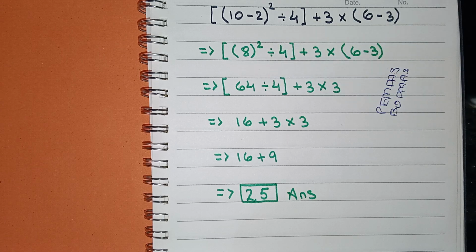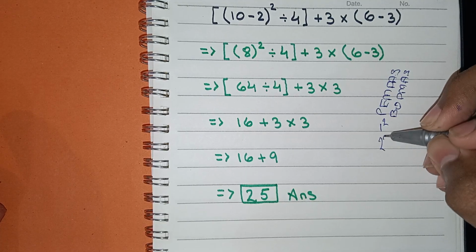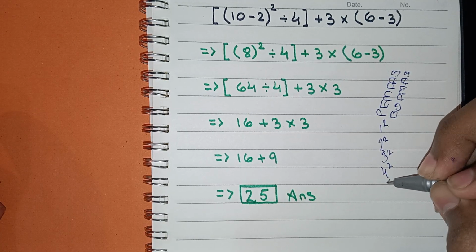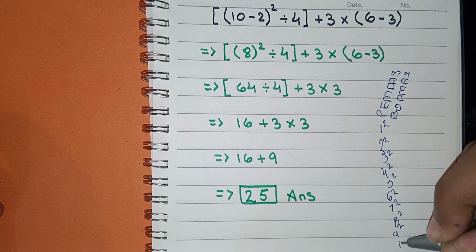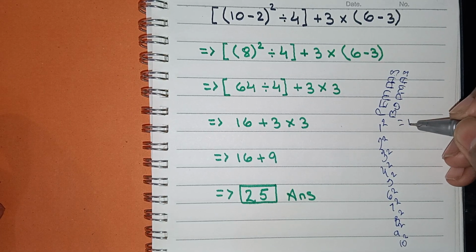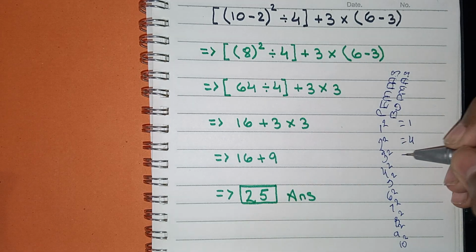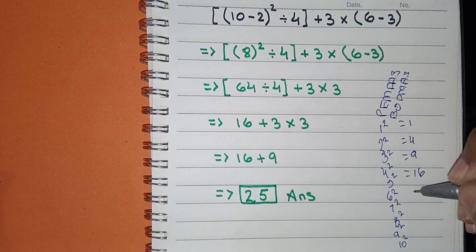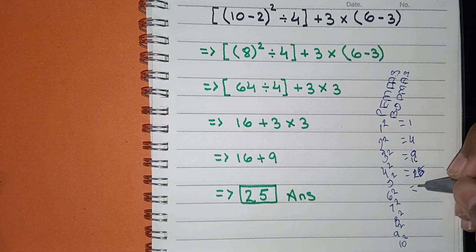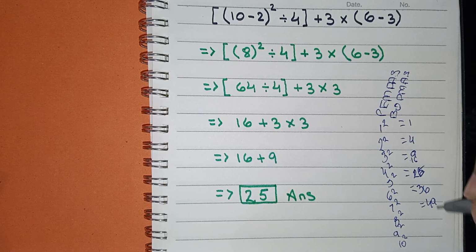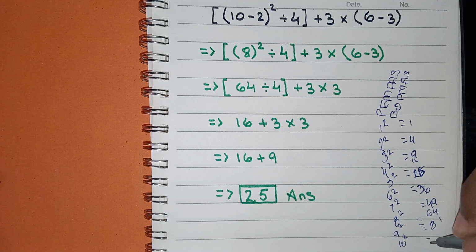Then we will solve the square numbers. You have to learn and memorize all the square numbers from 1 square to 10 square. 1 square is 1, 2 square is 4, 3 square is 9, 4 square is 16, 5 square is 25, 6 square is 36, 7 square is 49, 8 square is 64, 9 square is 81, and the last, 10 square, is 100. These are the square numbers you have to learn and memorize by heart.